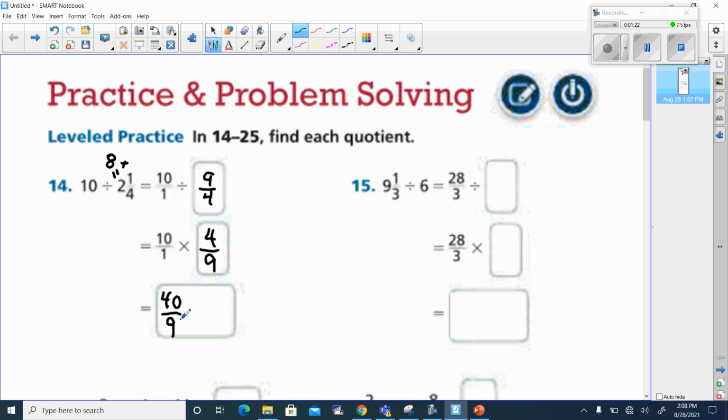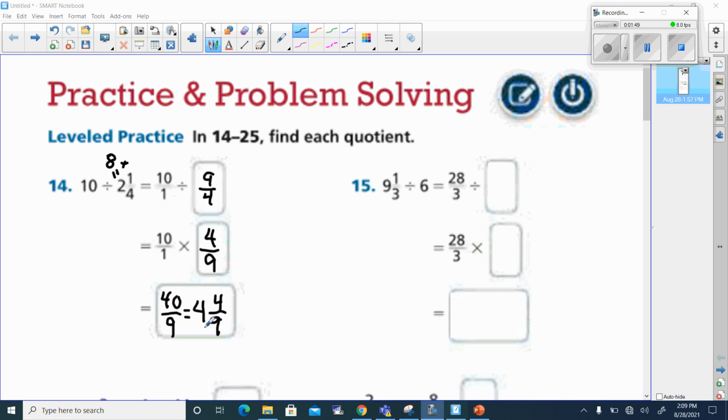Now we have an improper fraction to turn into a mixed number. 9 goes into 40 4 times, because I know 9 times 4 is 36. That will leave 4 left over, because 40 minus 36 is 4. And my answer should be 4 and 4 over 9.